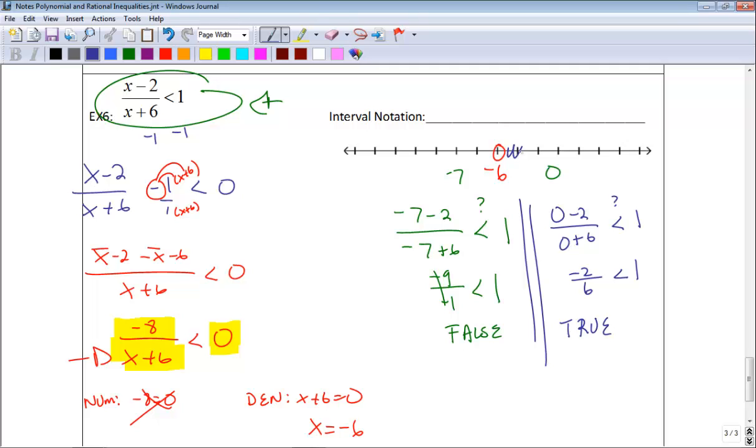So the only place that I can shade is off to the right of negative 6. So what is the interval notation for this? Because of the open circle, I write parentheses, negative 6, comma, infinity.